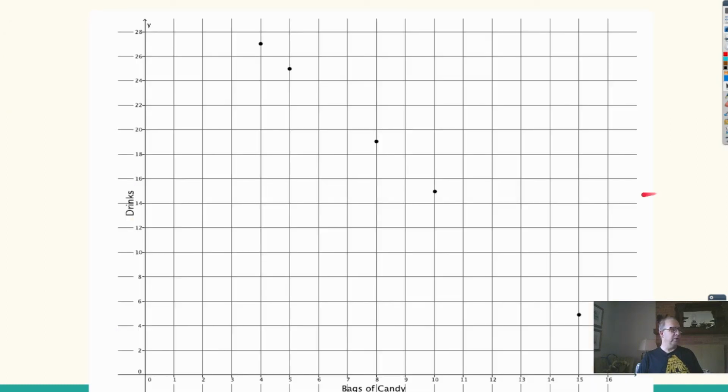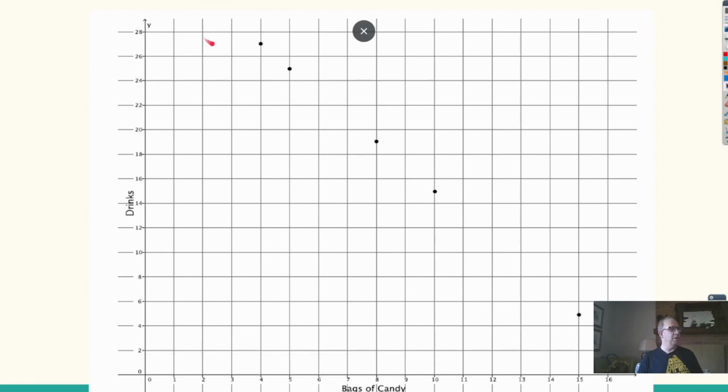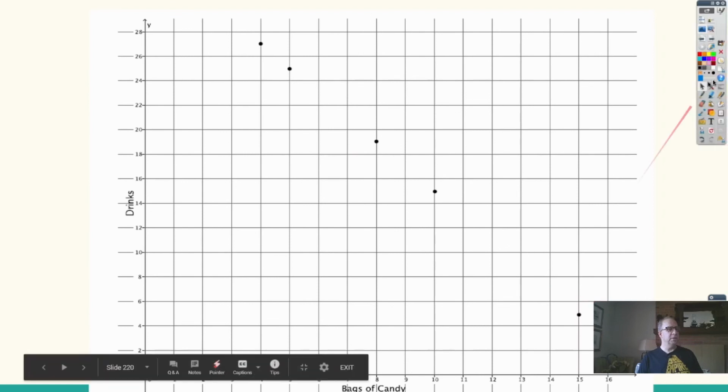Then I go ahead and graph these. Bags of candy is on the bottom and drinks are going up the top. So if I buy 15 bags of candy, I drink 5 bags of pop. Or if I buy 10 bags of candy, I drink 15 pop, etc., etc. But notice, again, it's still a straight line.